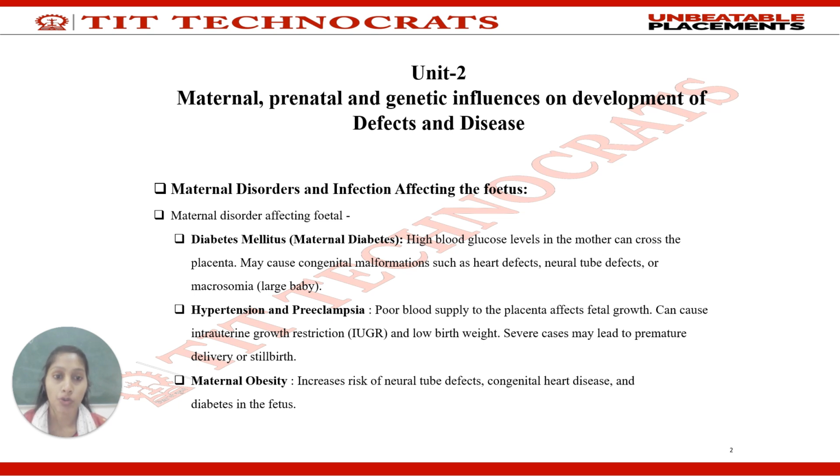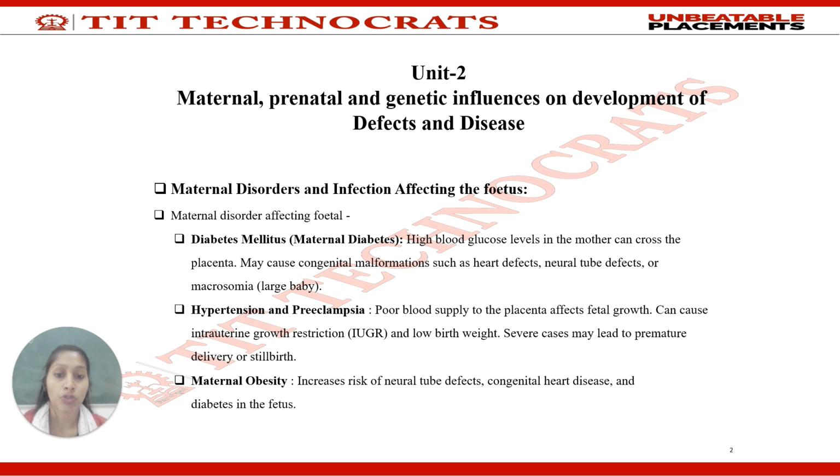High blood glucose levels in the mother can cross the placenta and may cause congenital malformations such as heart defects, neural tube defects, or macrosomia, which means a large baby. So this high blood glucose crosses the placenta and causes congenital malformations such as heart defects, neural tube defects, or macrosomia, meaning a large baby.